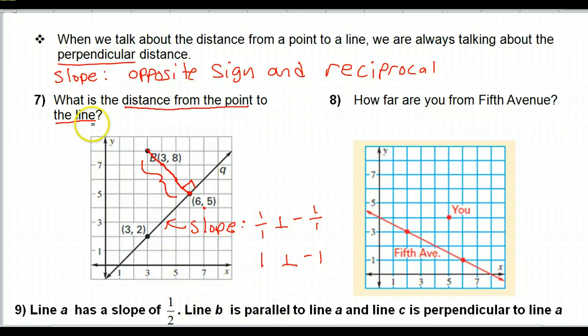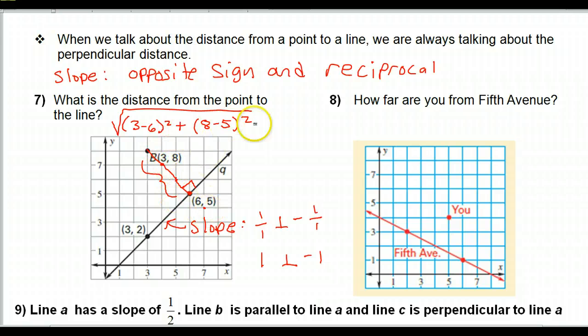So of course then I could go ahead and do the distance formula to find that distance. Okay, so the setup for the distance formula between 3, 8 and 6, 5 would look like this, and that turns out to be 3 radical 2, which as a decimal is approximately equal to 4.2. Okay, so that's the distance from the point to the line.